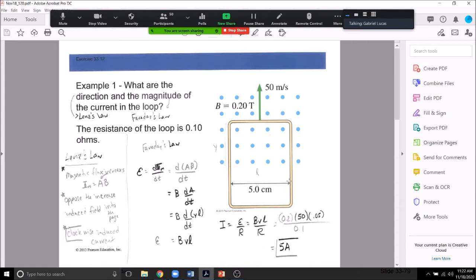Professor, could you explain why the current's clockwise? Yeah, so for Lenz's law, the first step is to realize that the magnetic flux here is increasing and the magnetic field is out of the page. We want to oppose that, so that means we have to have a magnetic field that goes into the page to oppose the increase. So you use your thumb for your magnetic field, and when you rotate your right hand, it goes clockwise. So clockwise induced current will produce the into the page magnetic field.